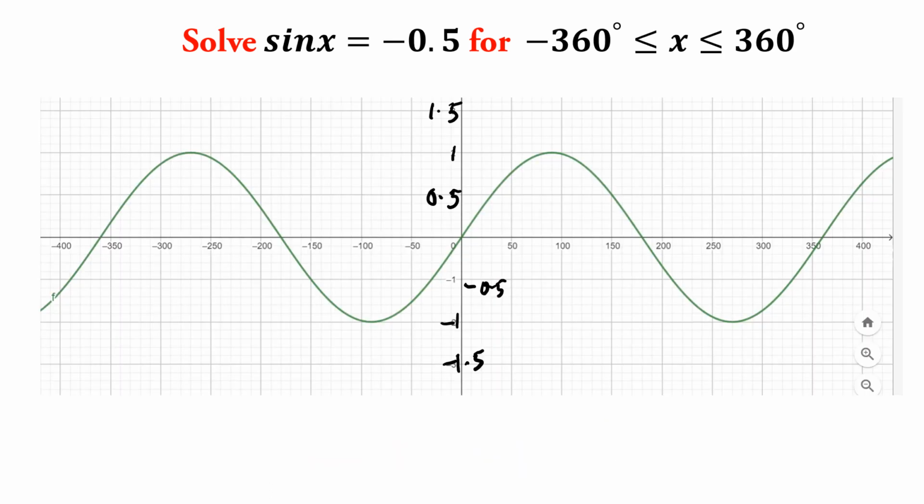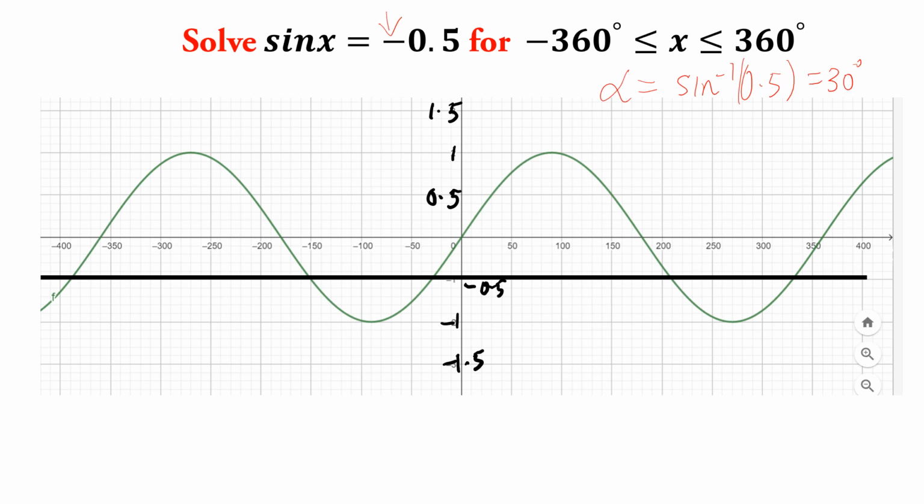To solve for sine x equals negative 0.5, you have to find the reference or basic angle first. The reference angle is an acute angle, between 0 and 90 degrees. To find that alpha, you ignore the negative sign and just take sine inverse of 0.5, which gives you 30 degrees. That will be your reference angle.